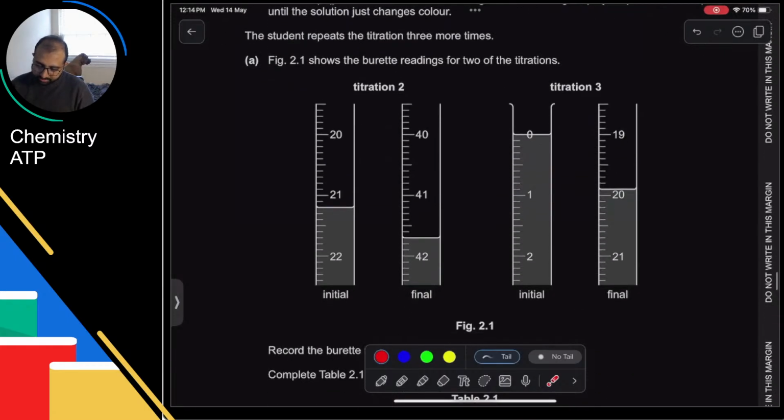Okay, the student repeats the titration 3 more times. Why is he repeating? So that he can take an average and reduce his error. Good step here. Okay, it shows the burette readings for the first 2 titrations.